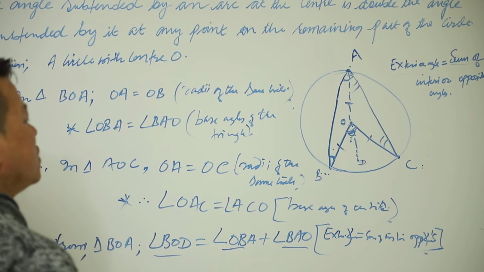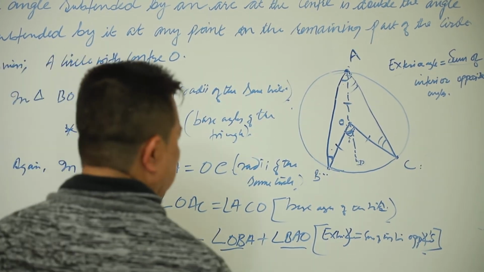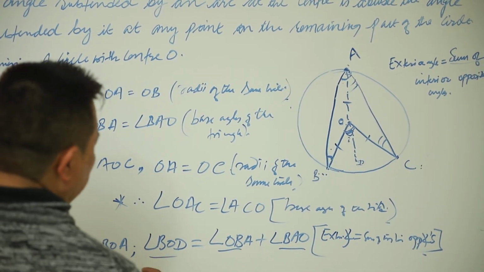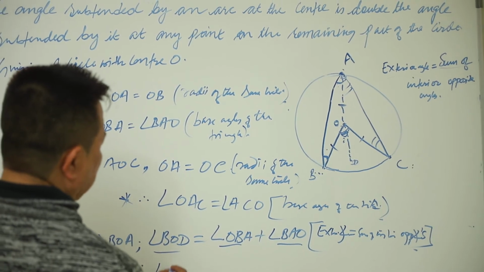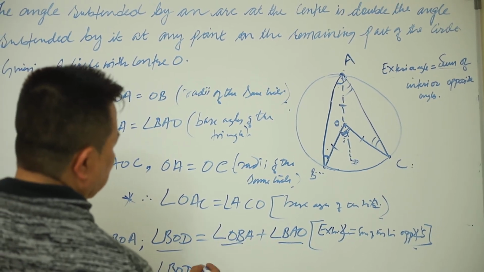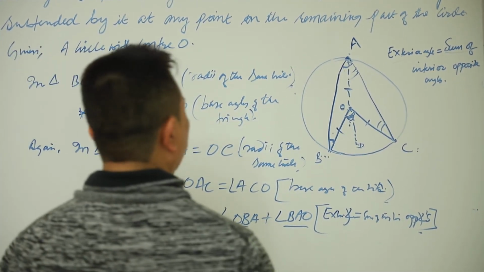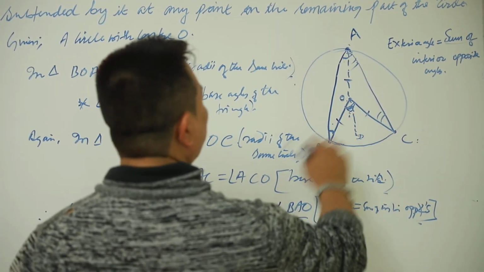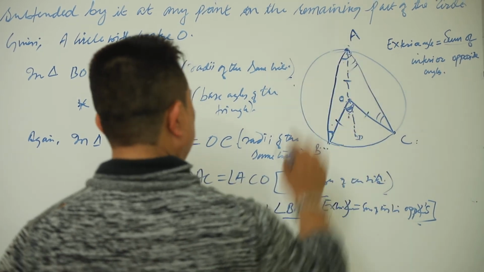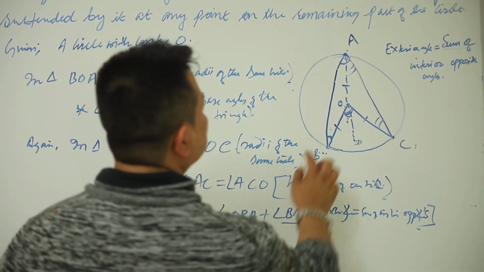Exterior angle is equal to the sum of interior opposite angles. Okay, now, angle BOD equals angle OBA plus angle BAO. Angle OBA is equal to angle BAO.